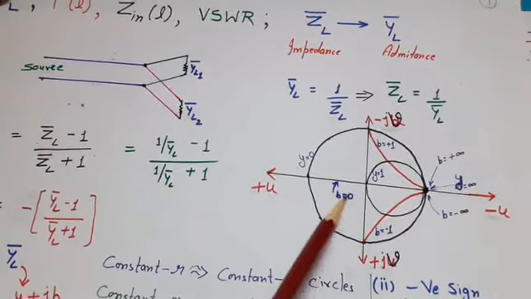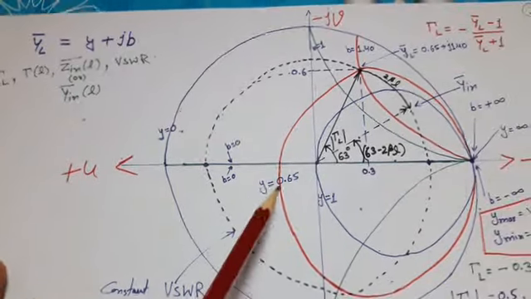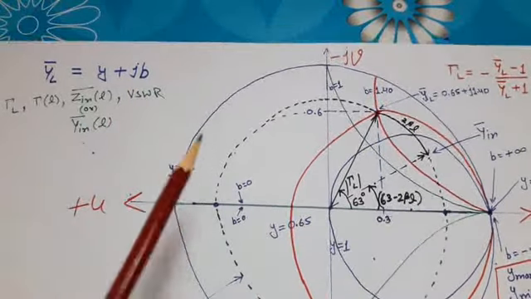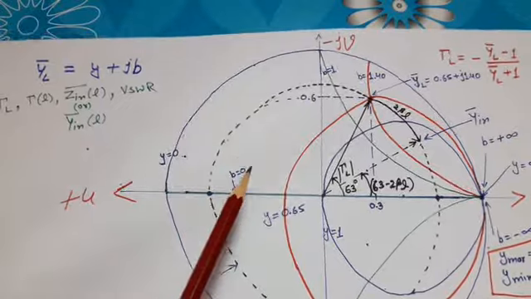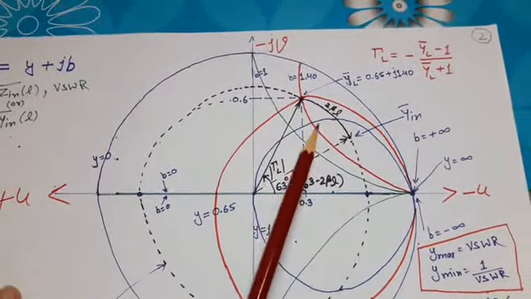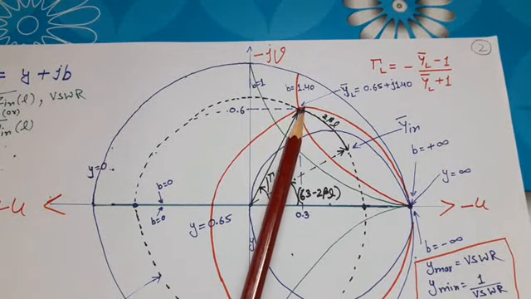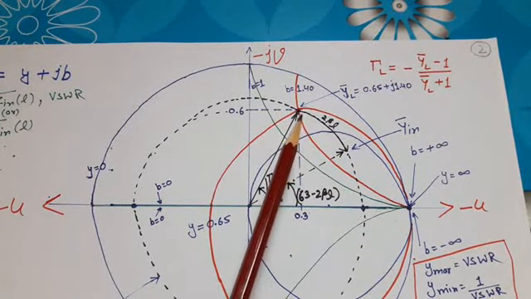Now we understand this by taking an example. Suppose the given admittance is 0.65 plus J1.40 and we are to calculate what is the value of reflection coefficient at load end, what is the value of reflection coefficient at any distance small l from the load end, input admittance from any small distance from the load end and VSWR.